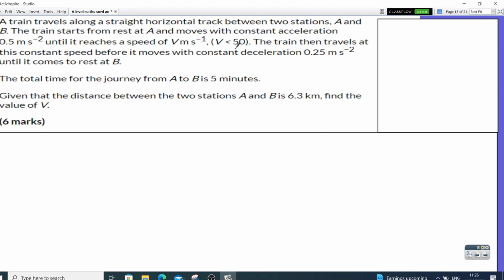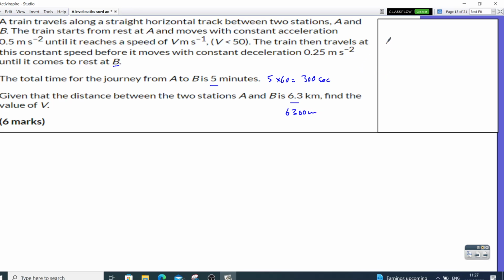The train then travels at this constant speed before it moves with a constant deceleration of 0.25 until it comes to rest at B. The total time of the journey from A to B is 5 minutes, and the distance between the two stations is 6.3 kilometers. Okay, let's first of all change this to SI units. So we've got 5 times 60, which will give me 300 seconds, and this will be 6,300 meters.